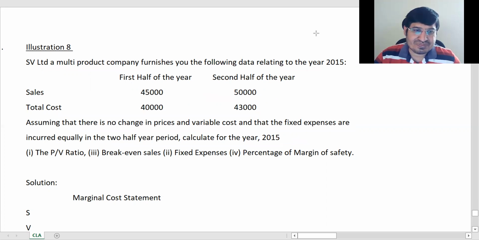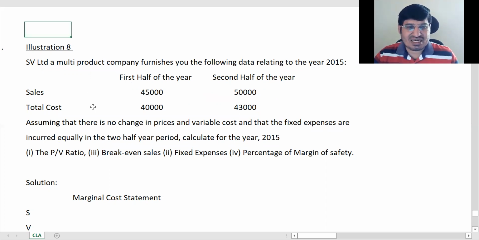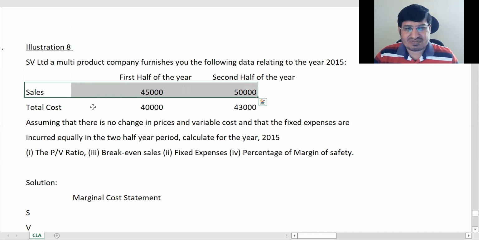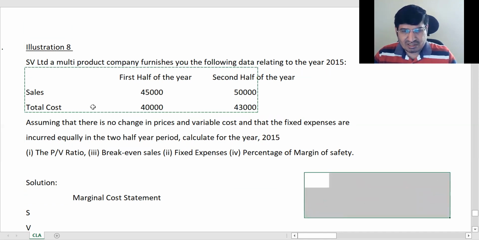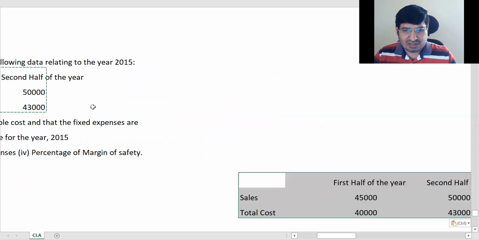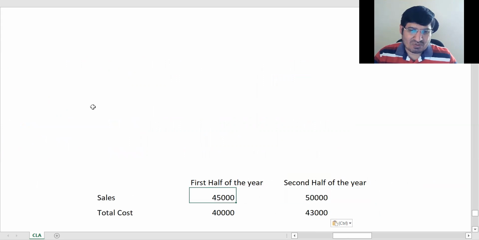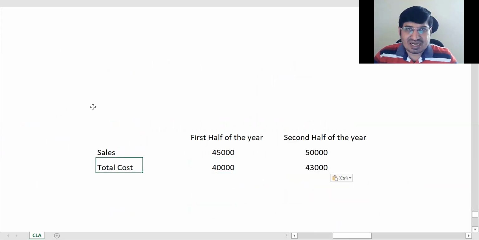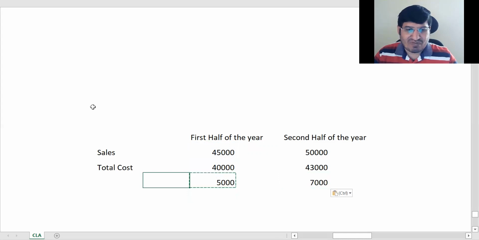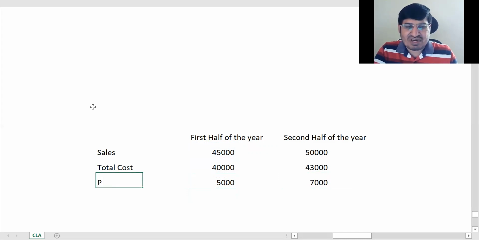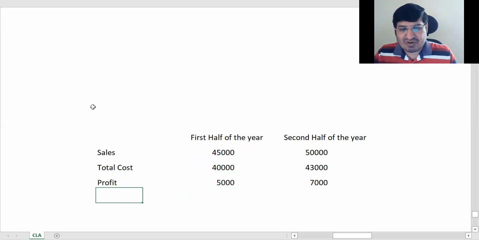Now, you have sales and you have total cost. This cost is basically fixed and variable, right? So total cost is fixed and variable. If I just deduct this directly from sales, will I get profit? I'll get profit directly, right? Now if I have profit, I can use that formula: difference in profit upon difference in sales into 100.